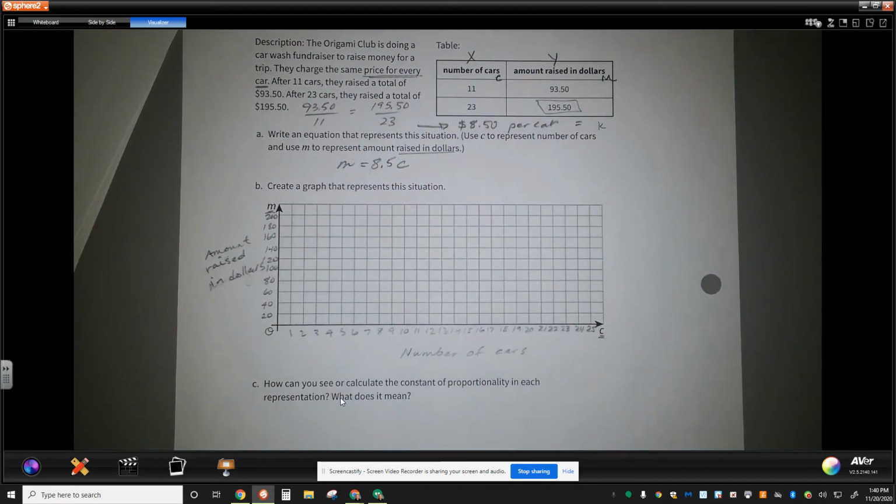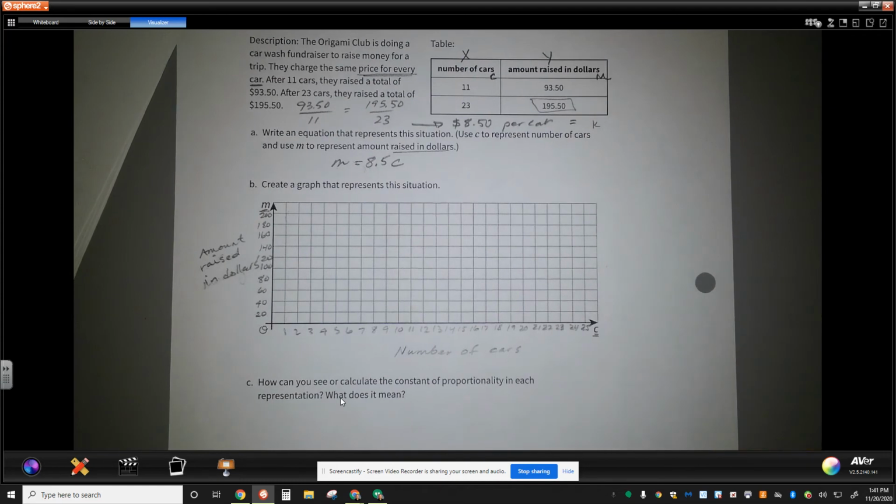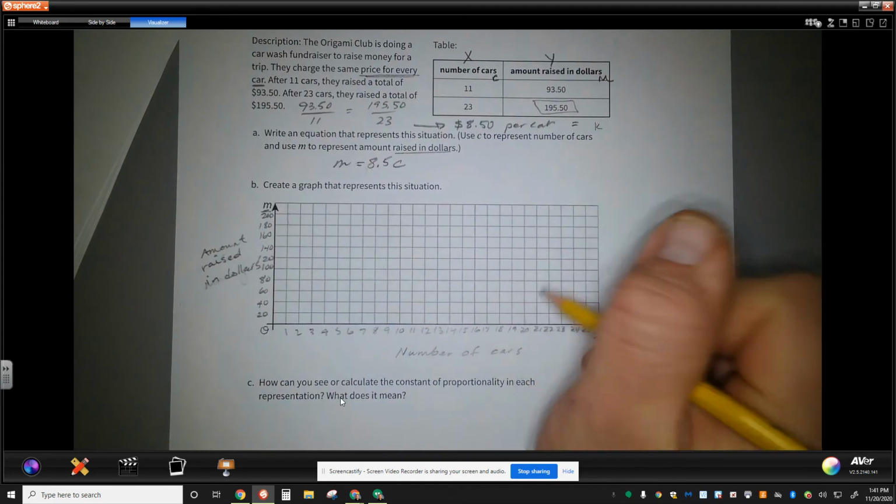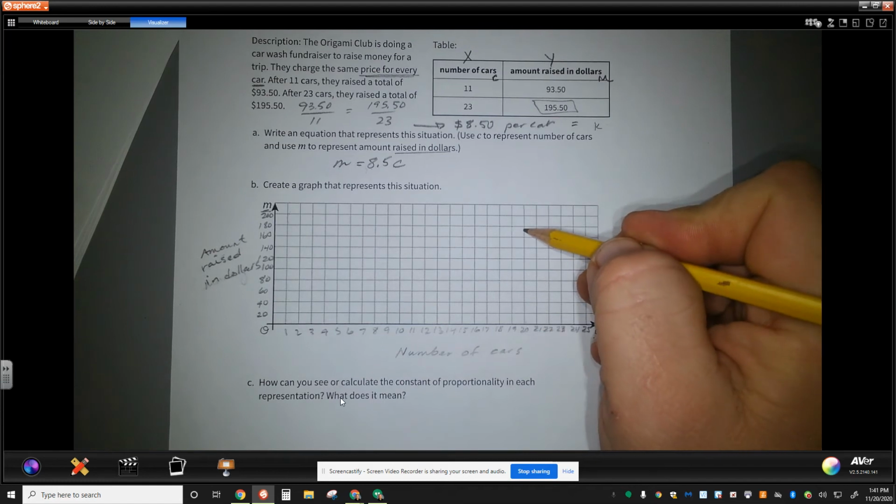Now, finding an exact intersection with this could be a little more difficult than we think, but I think we can get really close on this one. We know that for every one car, it's $8.50, and for every two cars, it's going to be $17. So I could be thinking about those pieces. If I look at that $17 for two cars, that means that 20 cars will earn us $170. And so I could put a point way out here.